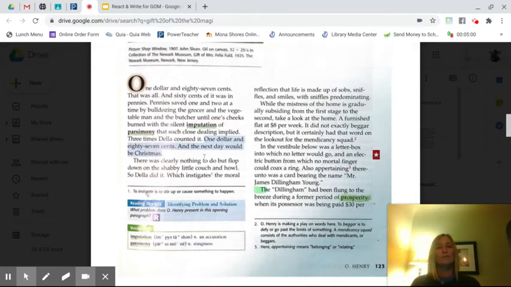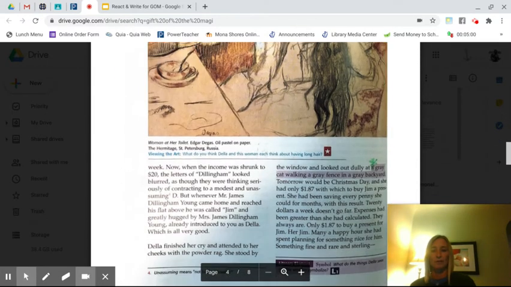While the mistress of the home is gradually subsiding from the first stage to the second, take a look at the home, a furnished flat at $8 per week. It did not exactly beggar description, but it certainly had that word on the lookout for the mendicancy squad. In the vestibule below was a letterbox into which no letter would go, and an electric button from which no mortal finger could coax a ring. Also appertaining thereunto was a card bearing the name "Mr. James Dillingham Young." The "Dillingham" had been flung to the breeze during a former period of prosperity, when its possessor was being paid $30 per week.